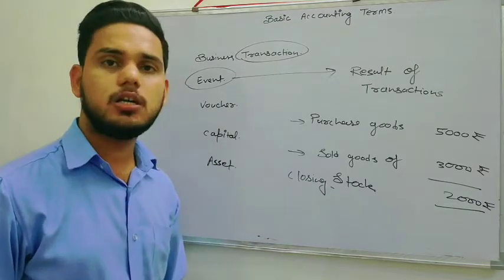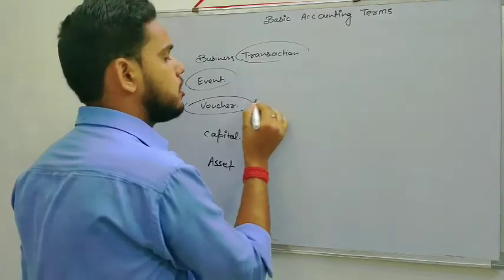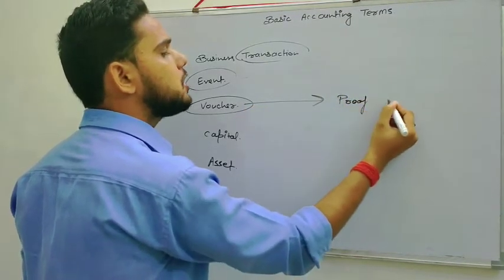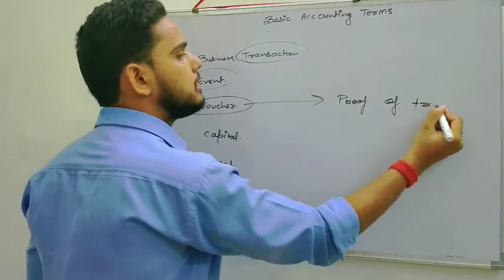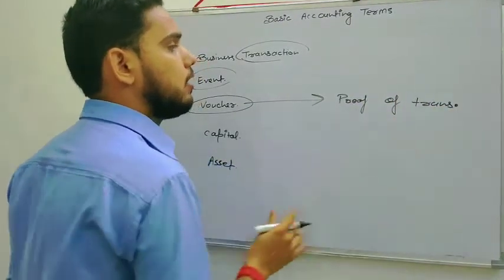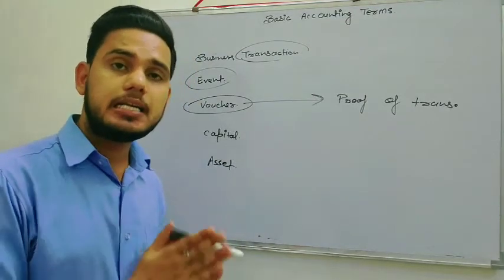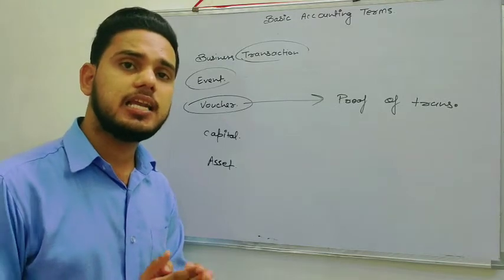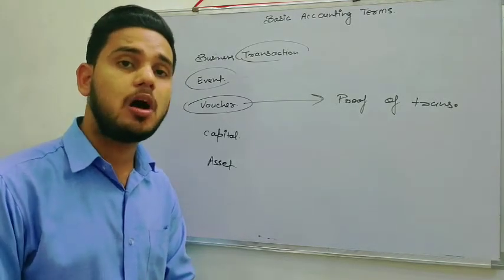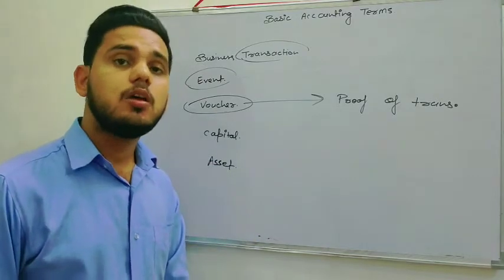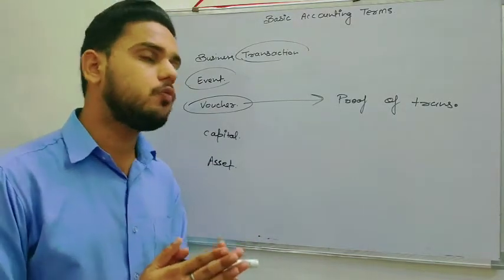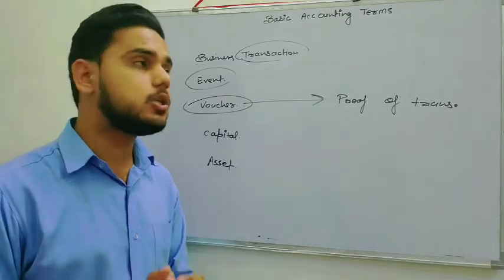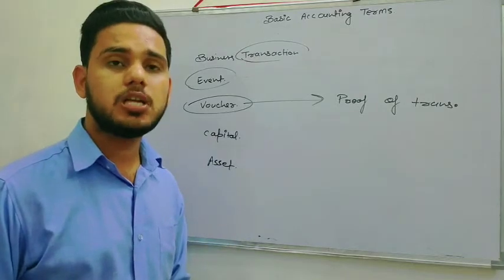Now let's move to our third term, which is voucher. So what is a voucher, sir? We have already discussed this one also. Voucher is proof of transaction, right? We understood voucher when we were discussing the process of accounting. The second step in the process of accounting was preparation of voucher. We have already understood the meaning of voucher, what the voucher was, what the voucher is. We have understood that vouchers are proof of transaction.